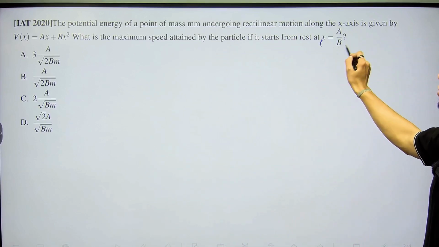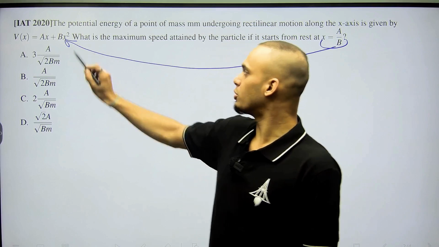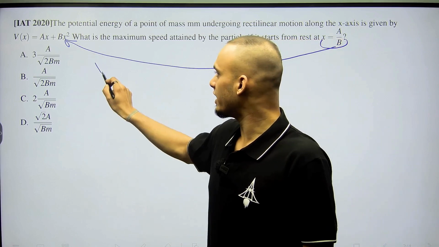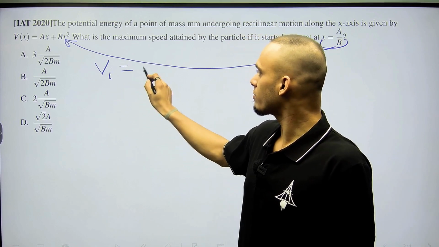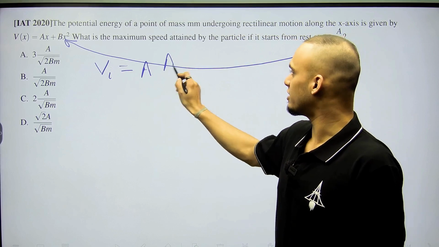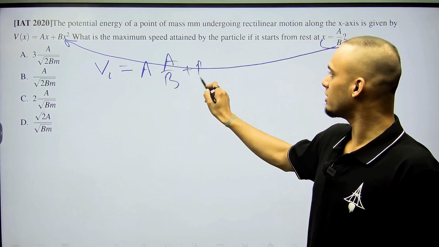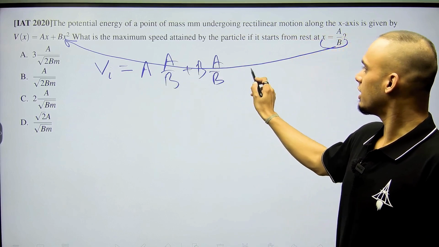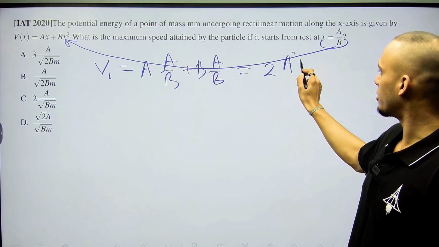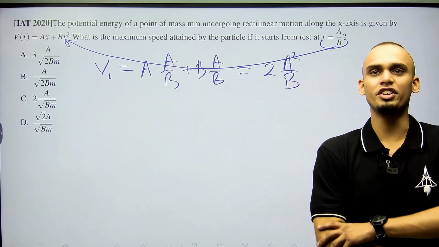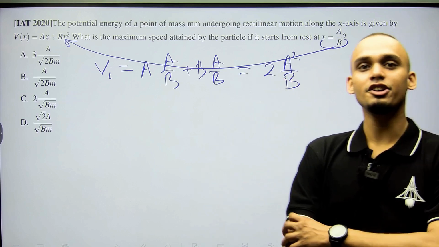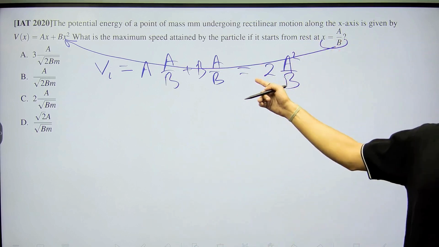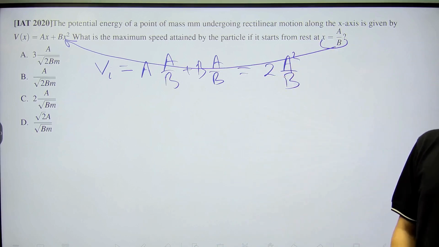So if we substitute the value of x into the potential energy function, we get initial potential energy is equal to A into A upon B, that is x, plus B into A upon B, which gives us twice of A square upon B. So we need to ensure that the energy of the particle during the entirety is equal to this value of initial energy.